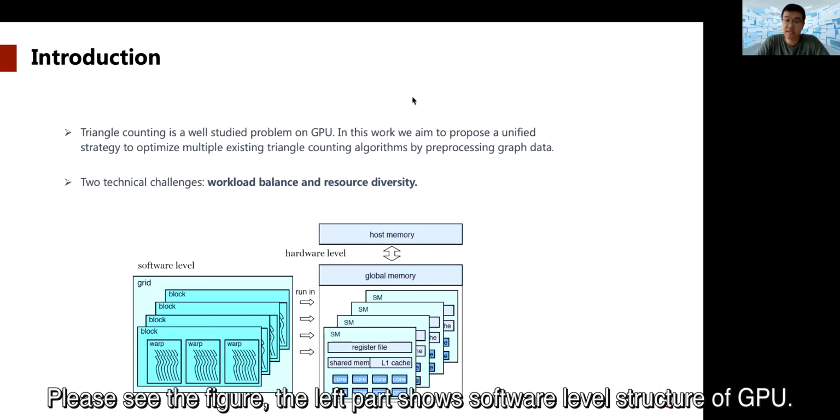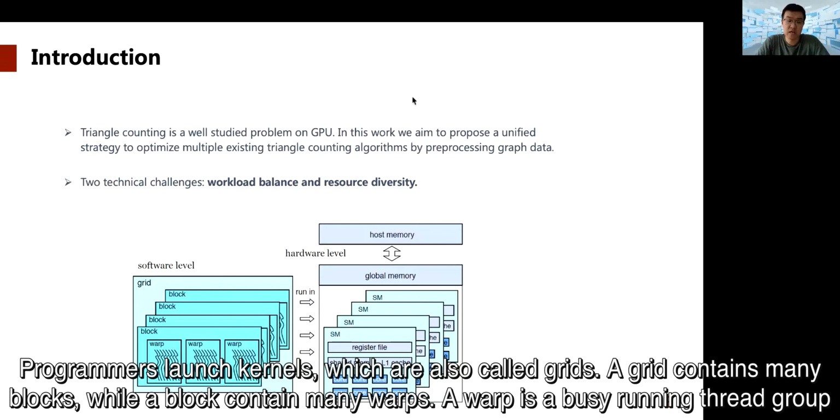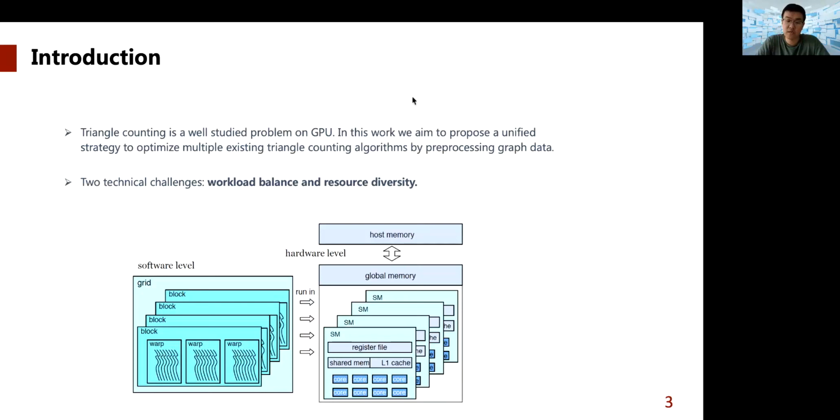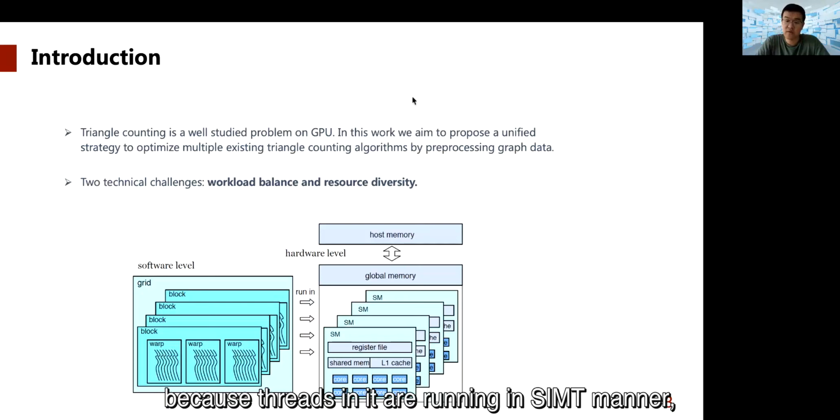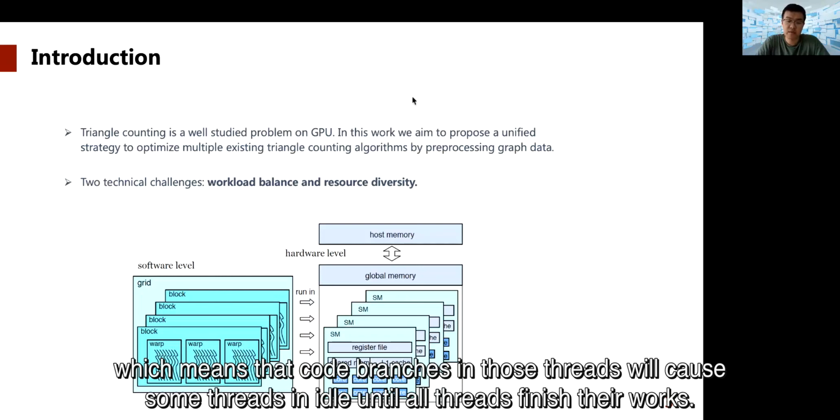Please see the figure. The left part shows the software level structure of GPU. Programmers launch kernels, which are also called grids. A grid contains many blocks, while a block contains many warps. A warp is a basic running thread group because threads in it run in SIMT manner, which means that code branches in those threads will cause some threads to idle until all threads finish their work.